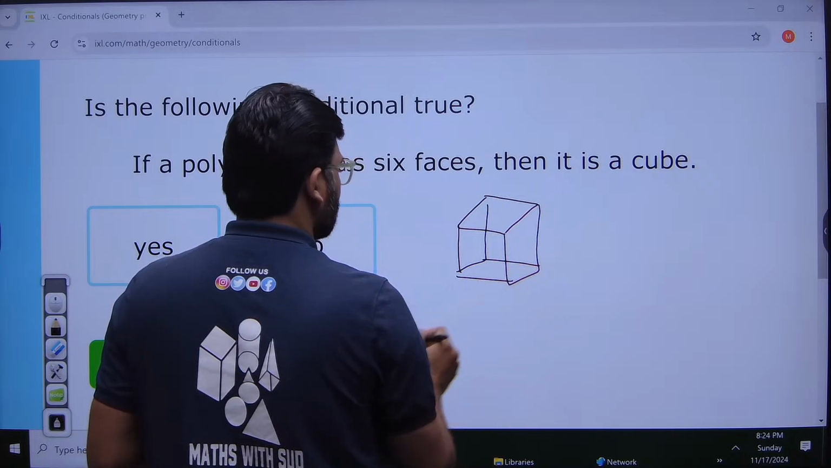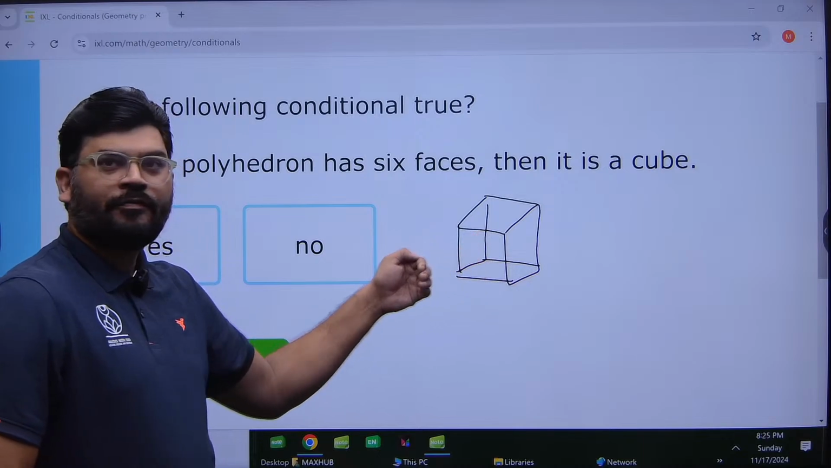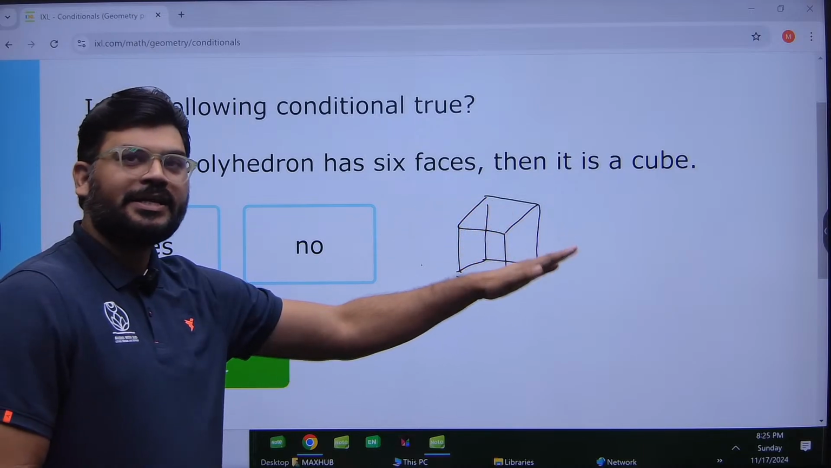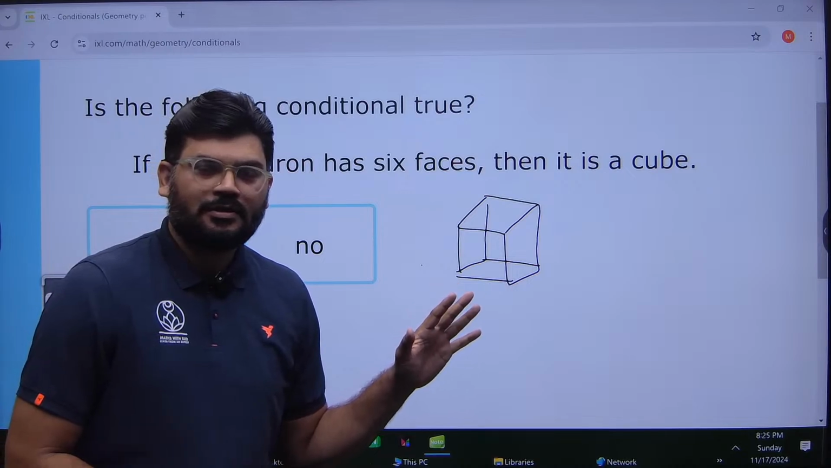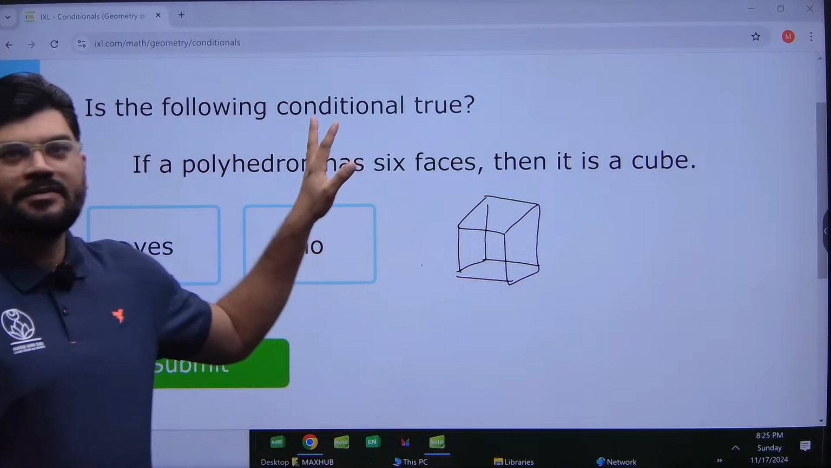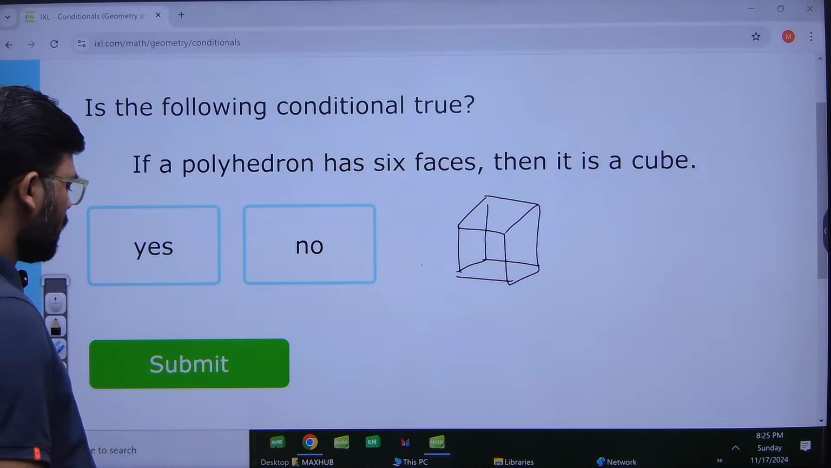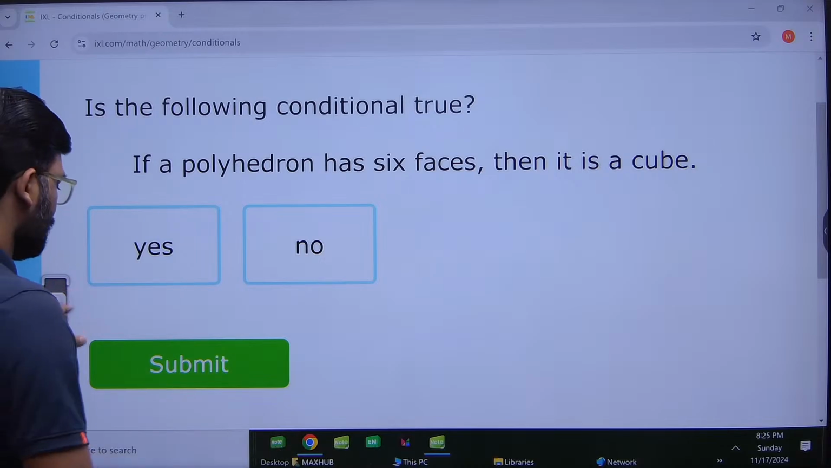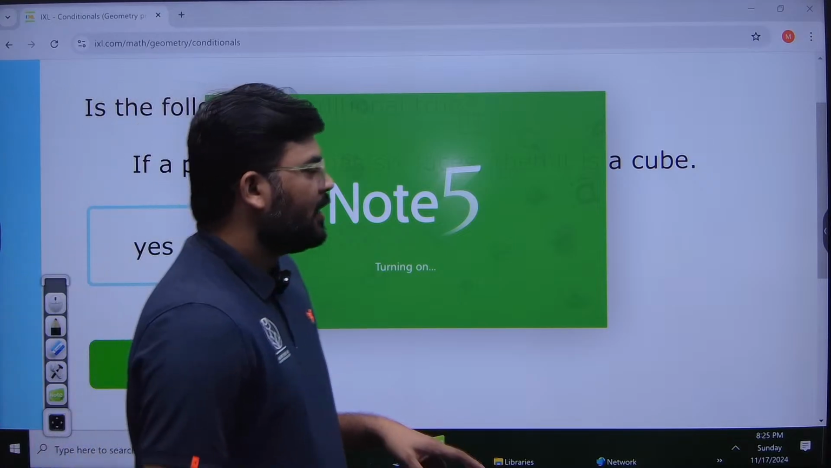6 faces. You can see all the 6 faces: front and back, right side, left side, top and bottom. These are the 6 faces. Then they are saying it is a cube. It has 6 faces, it is a cube. Is it true? If a polyhedron has 6 faces, it is a cube.